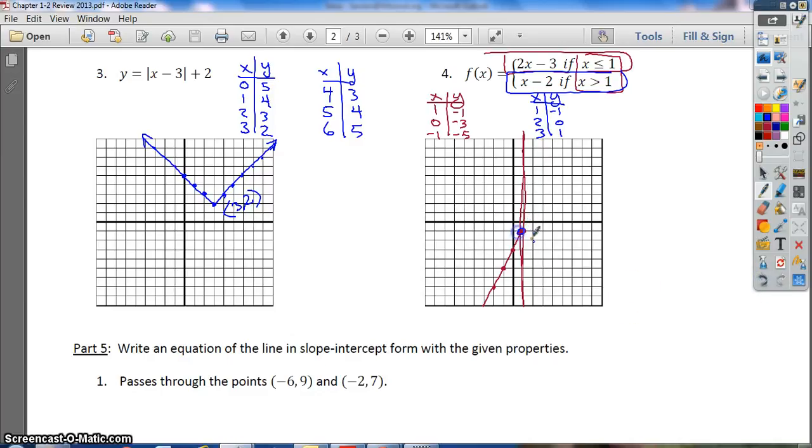Since it's already closed in by the other one, it still kind of counts from the last one. But for this blue graph, it would be an open circle. And then you have a slope of 1. So there's your graph, x minus 2. So you're finished with number 4. So the blue one was going to the right. This maroon one was the one going to the left. Okay?